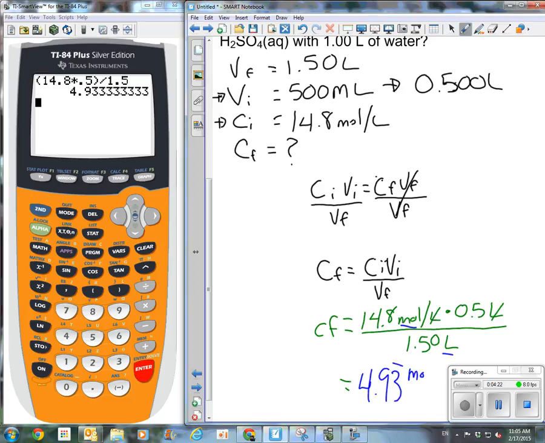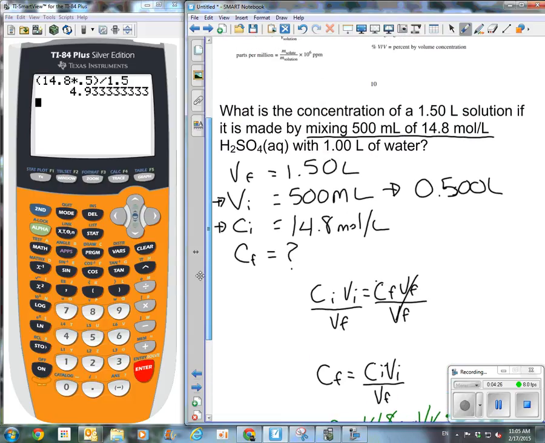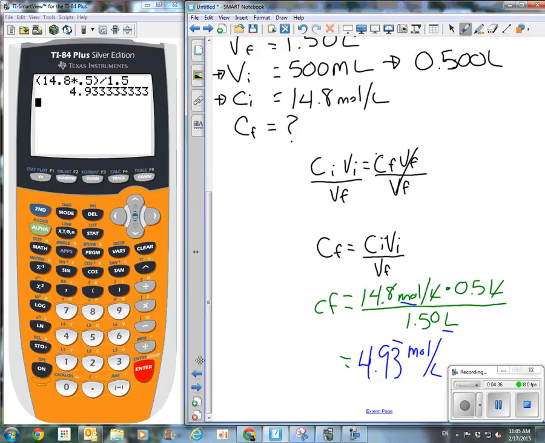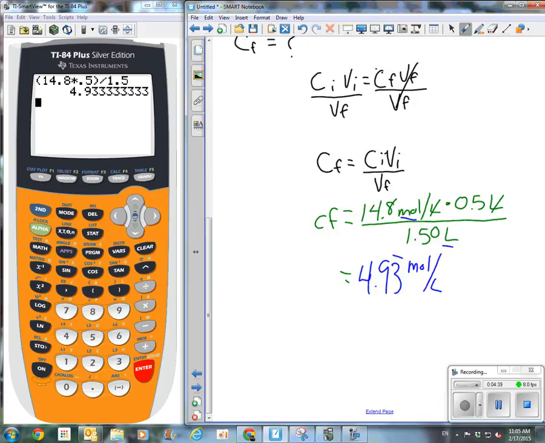Now let's look up and see how many significant figures we have. Well, 3, 3, 3, 3. All of these numbers are 3, so I need to report this to 3 significant figures. So it would be 4.93 moles per liter as my answer.